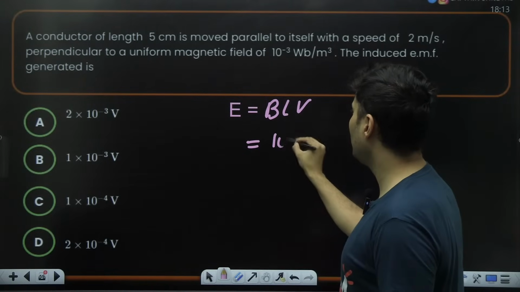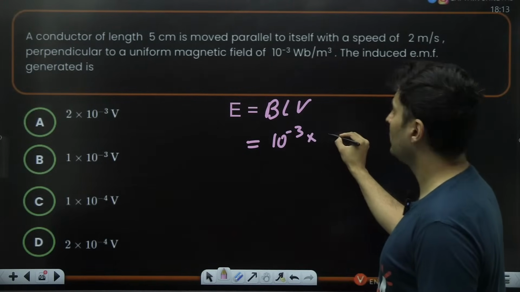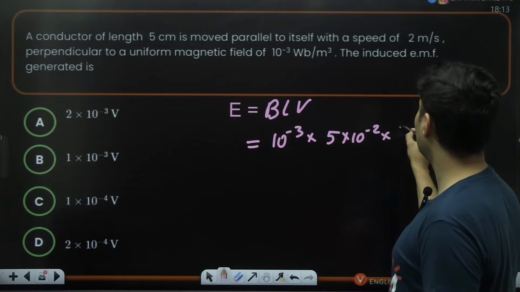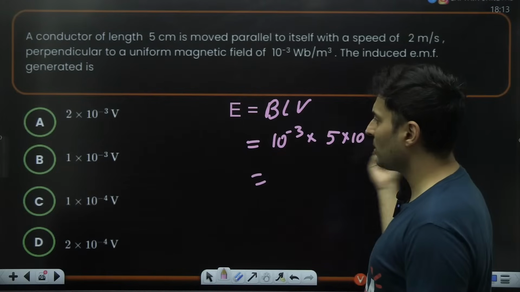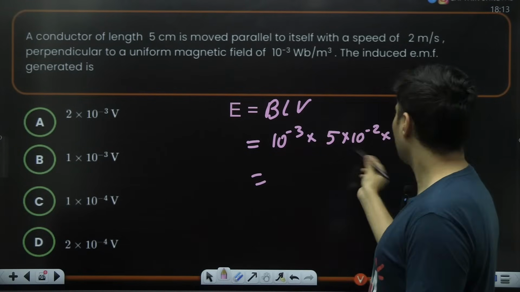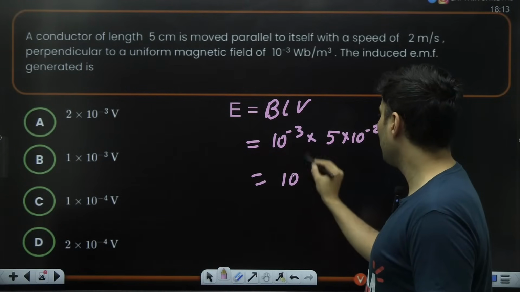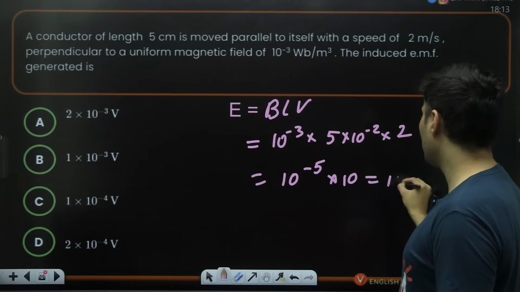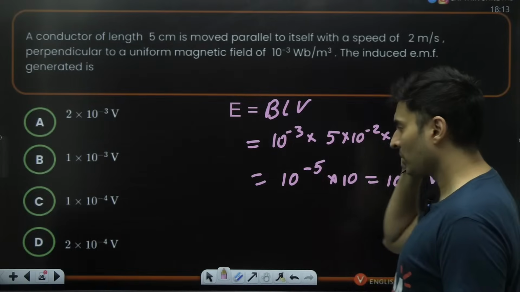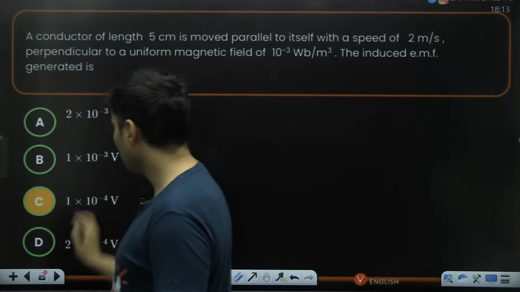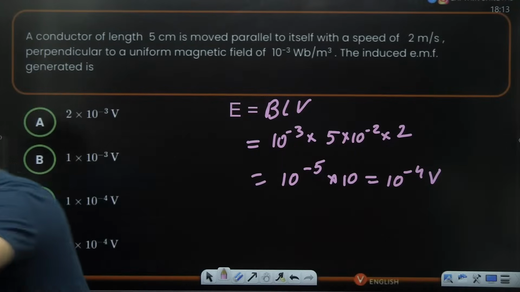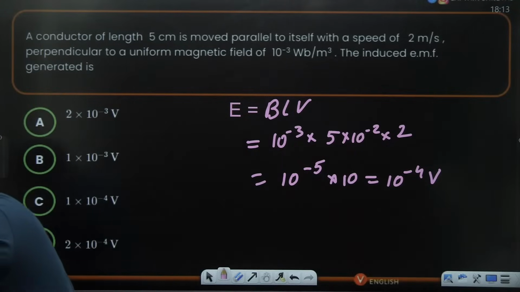Magnetic field 10 to the power minus 3, length 5 centimeters, so 5 into 10 to the power minus 2, velocity 2. 2 5s are 10, so the answer will be 1 into something, but we have to work it out. So 10 to the power minus 3 minus 2 will become minus 5. 5 2s are 10, so this will become 10 to the power minus 4 volt. 10 to the power minus 4 is option C. Yes, it is correct. Option C, minus 4. Very good, Sweta. Awesome.